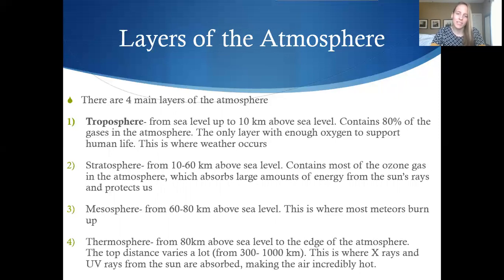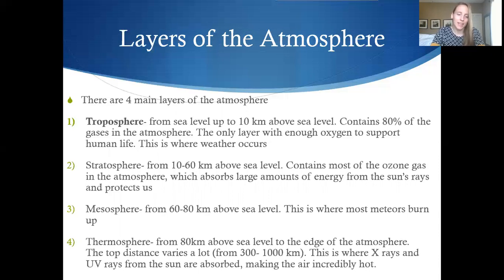Then we have the stratosphere, which ranges from about 10 to 60 kilometers above sea level. It contains most of the ozone gas in the atmosphere, so this is where the ozone layer would be, and it absorbs a lot of energy from the sun's rays. The ozone layer is really important in protecting us from those damaging rays. Then we have the mesosphere, which is from 60 to 80 kilometers above sea level. This is where most meteors will burn up.